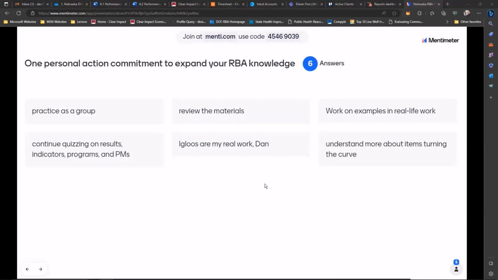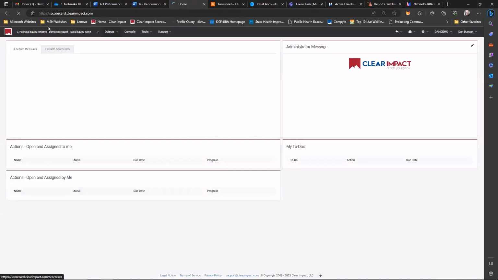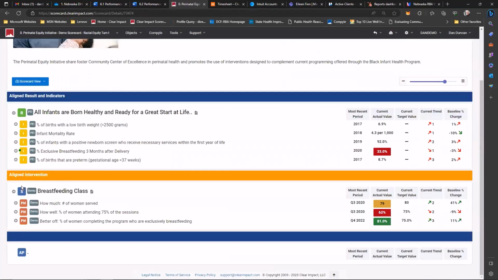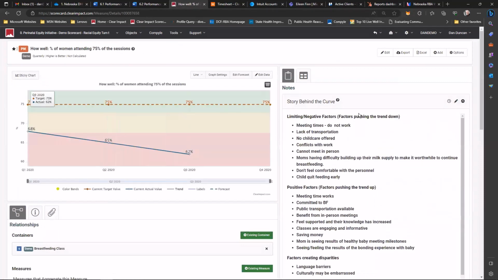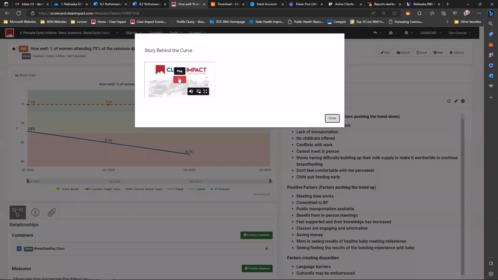Yeah. Hey, understand more about items turning the curve. Yeah, again, if you read the RBA guide, it walks you through all of the key steps of turn the curve thinking. The other thing you can do, if you have access to the scorecard, let me show you this real quick. Remember the turn the curve exercise we did around breastfeeding or attendance, the performance measure? If you do turn the curve thinking in the scorecard, you can click on this little question mark here, and here's a short video from Mark Friedman.